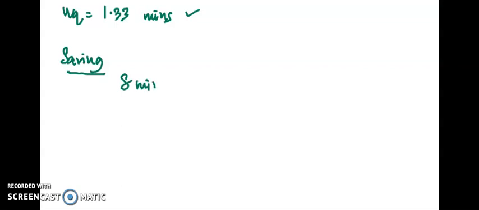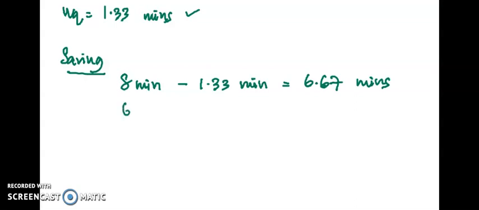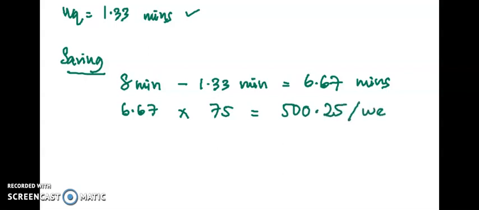So we calculate the saving here. Originally we have 8 minutes, and WQ is now 1.33 minutes, so we can save 6.67 minutes. For every minute that we save, the cost is 75. So basically, we can save 500.25 per week. But remember, we just consider the value for the WQ.